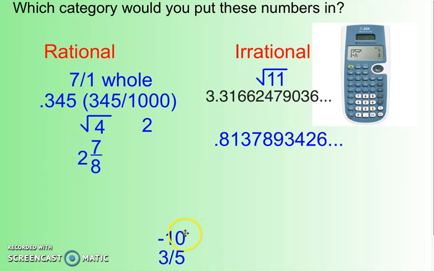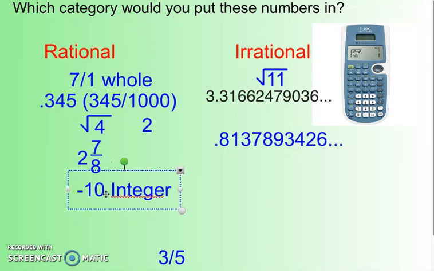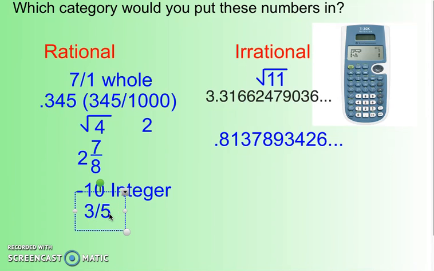How about -10? Yes, rational number because it is an integer. And so we'll put that also in that category. And then lastly, 3/5. Yes, 3/5 would go in the rational category because, well, it's already a fraction. And the definition of a rational number is any number that can be written as a fraction. So it fits in that category.